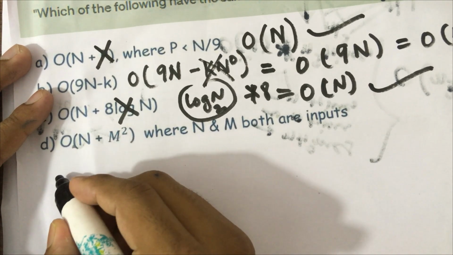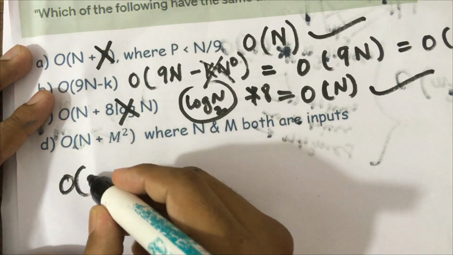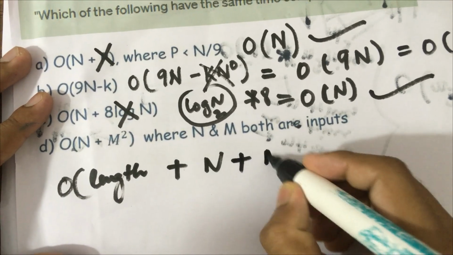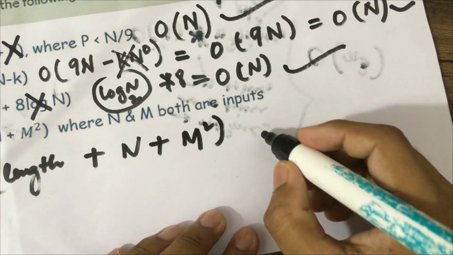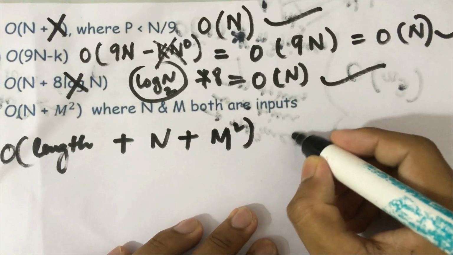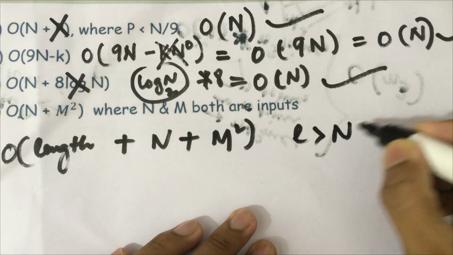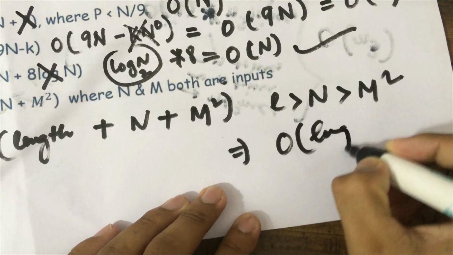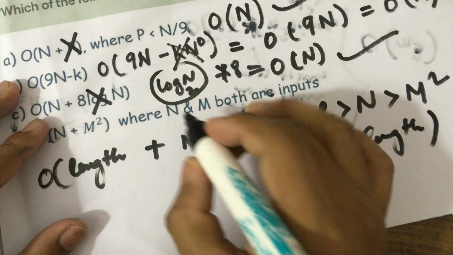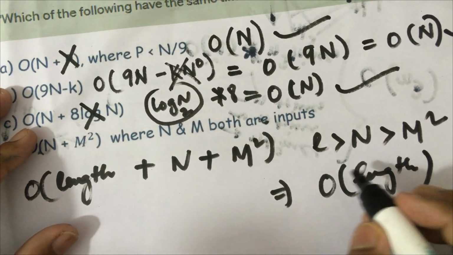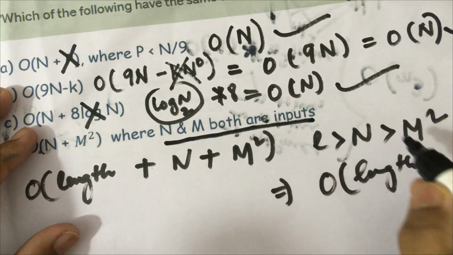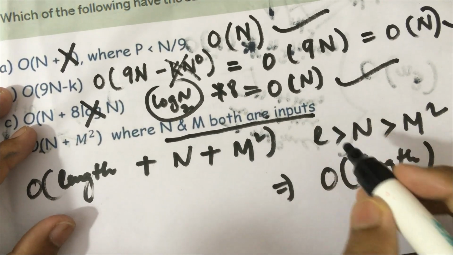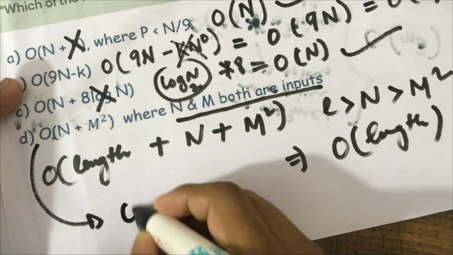Let's change this question and write it as, let's say, length plus n plus m square. In this case, if it was described that length is greater than n is greater than m square, the big O would come out to be simply O of L. But in this case none of these cases are specified. It's just given that m and n are both input. So basically the big O comes out to be O of n plus m square.